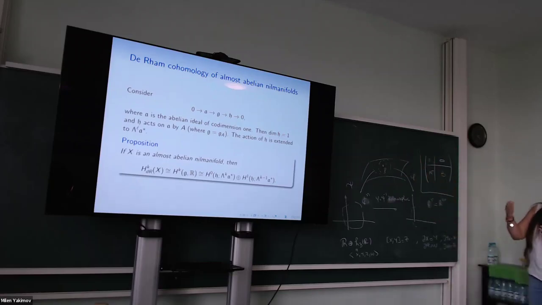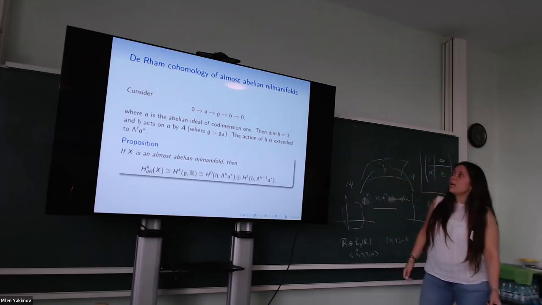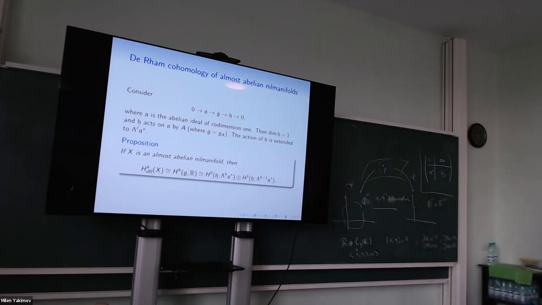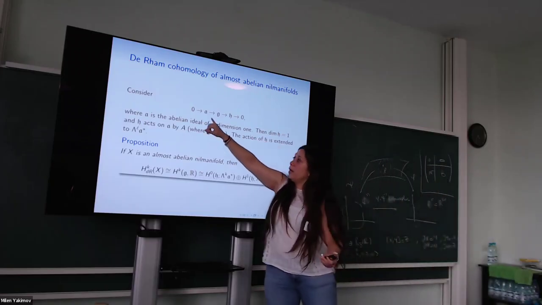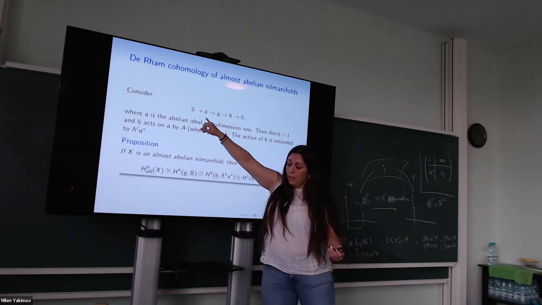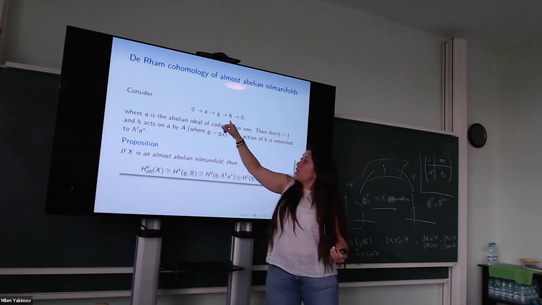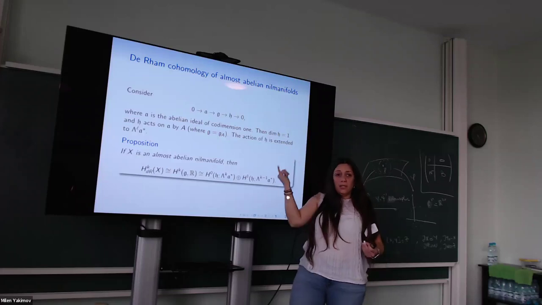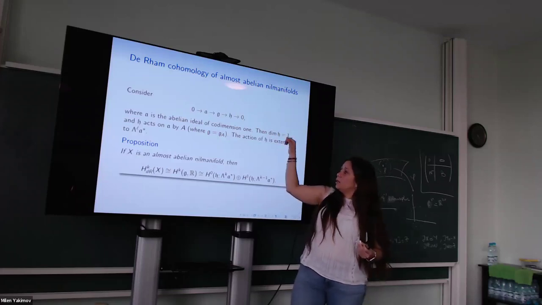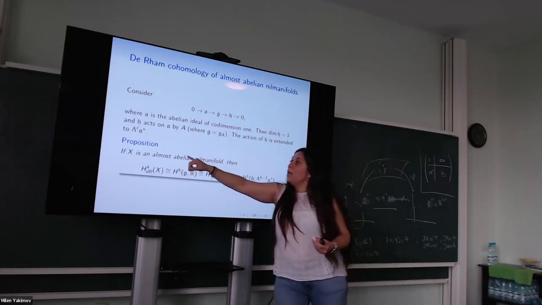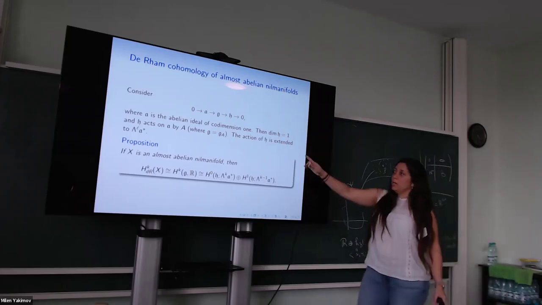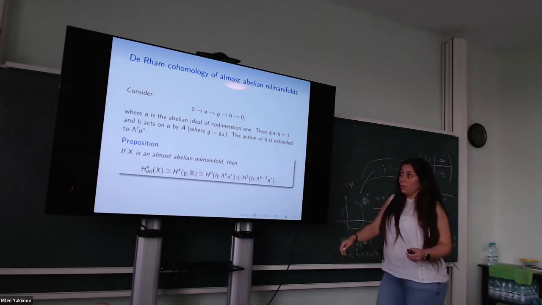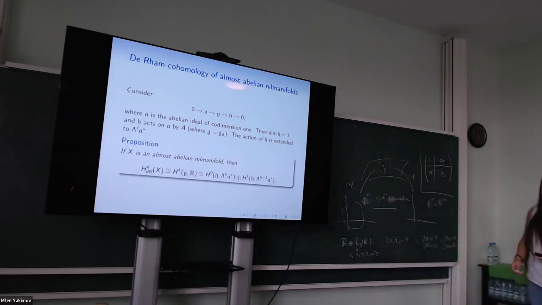So now I'm going to try to explain some results about the cohomology. So first, we started to study the de Rham cohomology. So here we have this exact sequence. Here A again is the abelian ideal of codimension 1. This H is basically the space generated by this element, so the space is of dimension 1. So here you have the action, and the action is given by this matrix A. And of course, you can extend the action of H to the lambda.